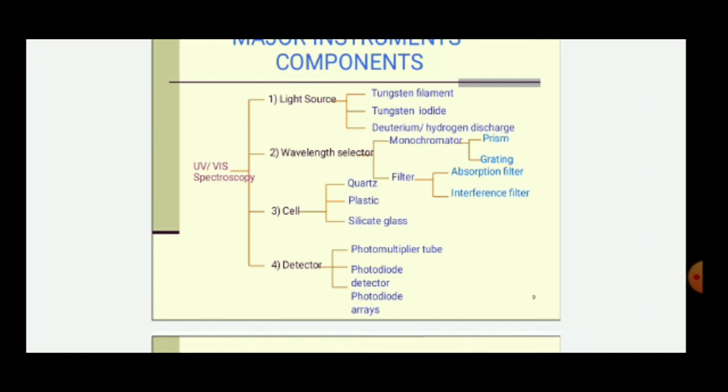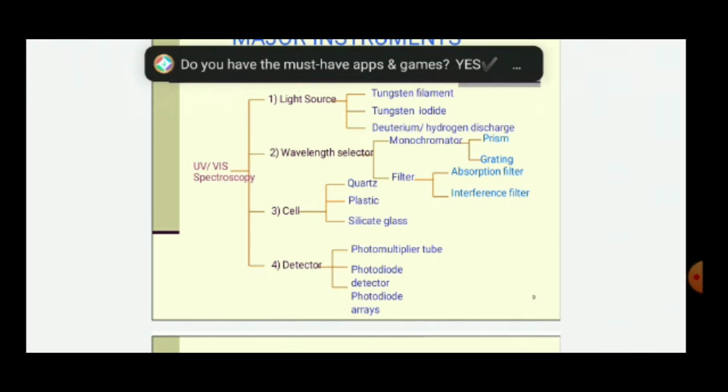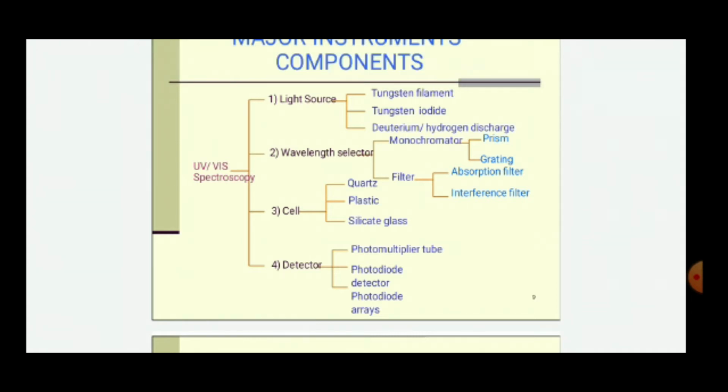Then you have a sample cell, that is the cuvette, which can be made of quartz, plastic or silicate glass. For detectors in UV visible, we can use photomultiplier tube, photodiode detectors and photodiode arrays. Out of these, the commonly used detectors are photomultiplier tube and photodiode arrays.